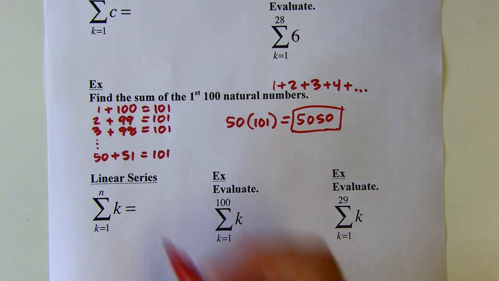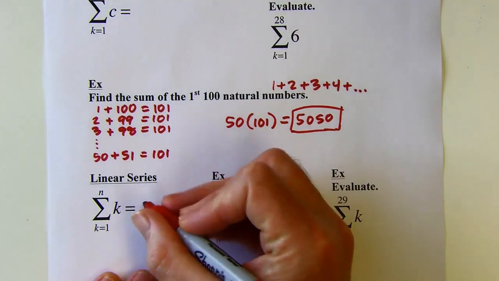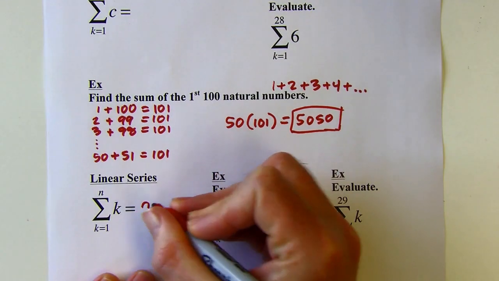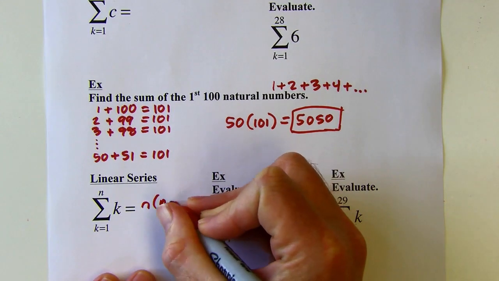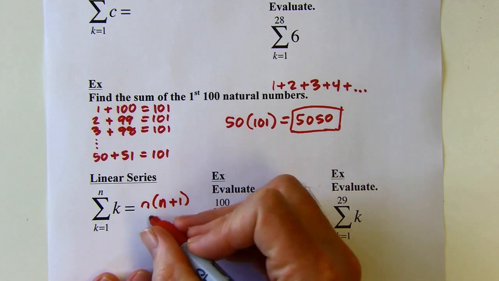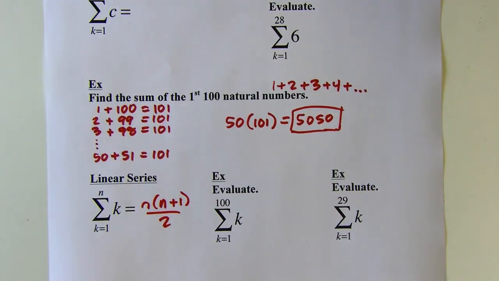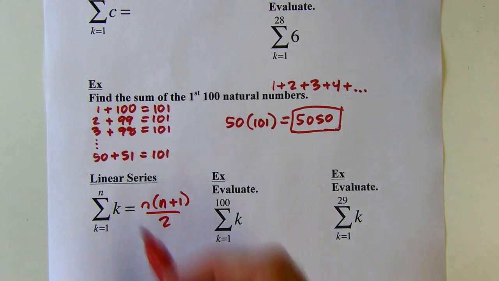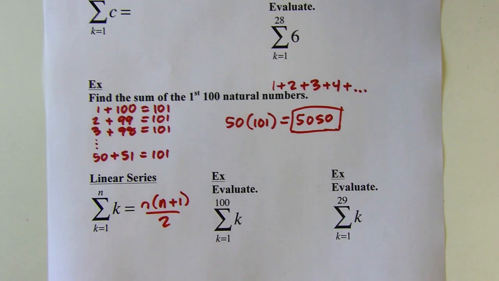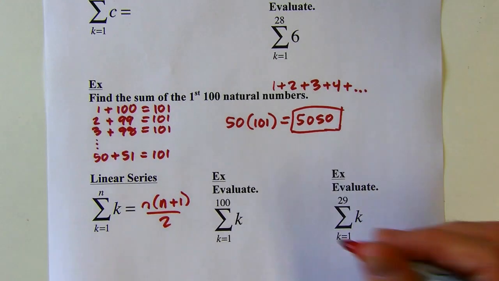Okay, so here's how the formula goes. If you take the number of terms times the number of terms plus 1 and divide it by 2, it's going to give you the sum of the entire series, no matter how large it is, which can save you a lot of time.